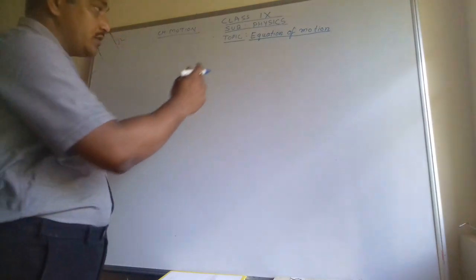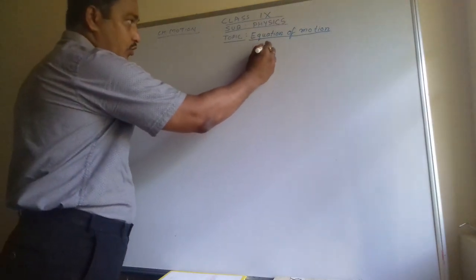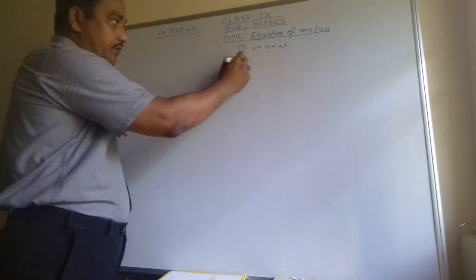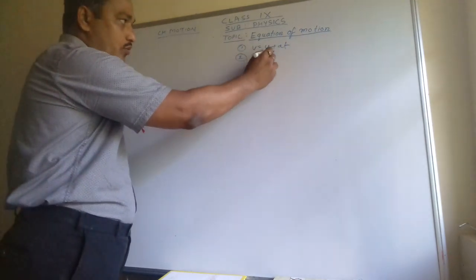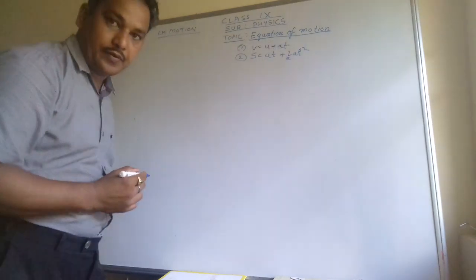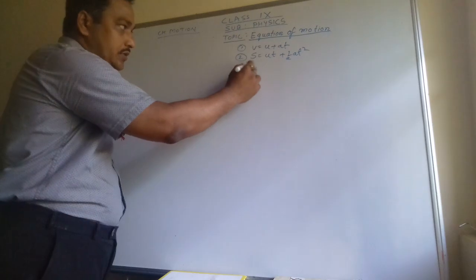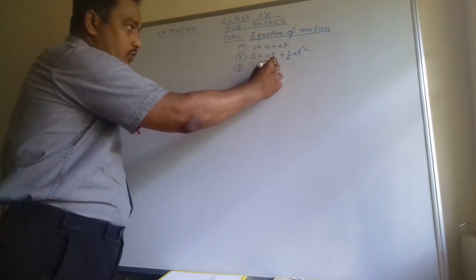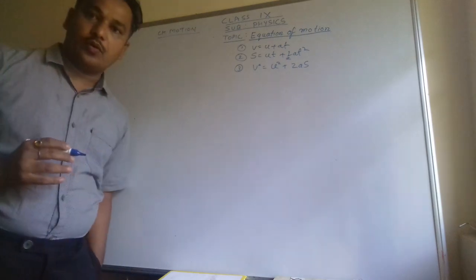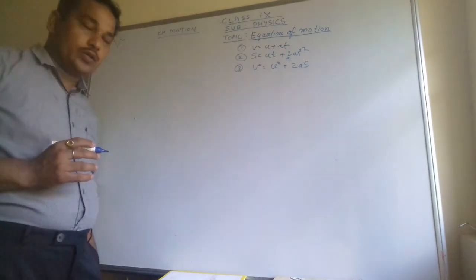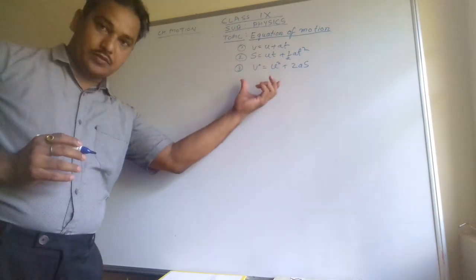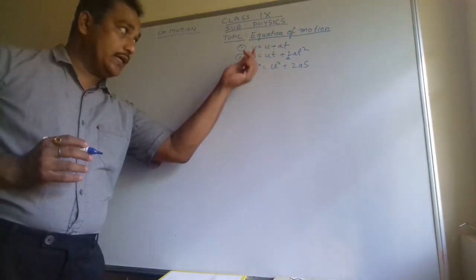These are: v is equal to u plus at. This is the first equation. The second one, s is equal to ut plus half at square, and the third equation is v square is equal to u square plus 2as. So here are three equations of motion. As you can see, there are some variables you can observe: v, u, a, t, s.